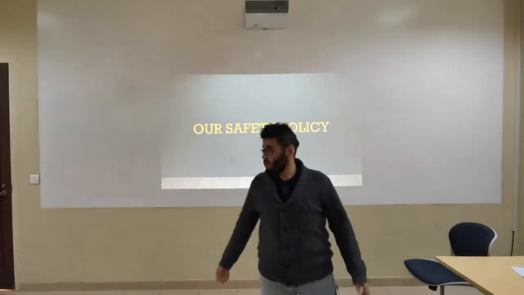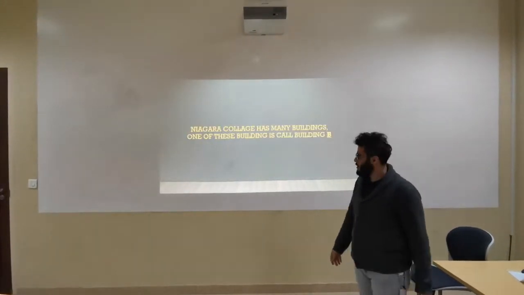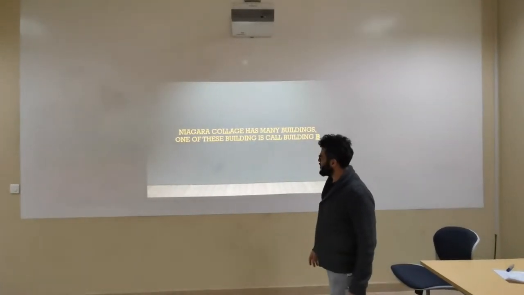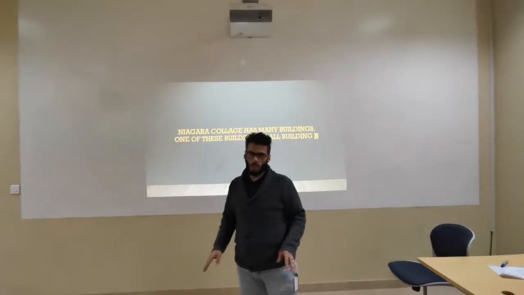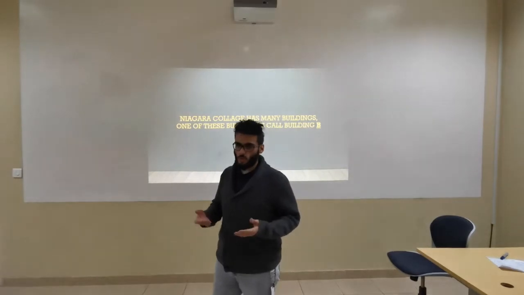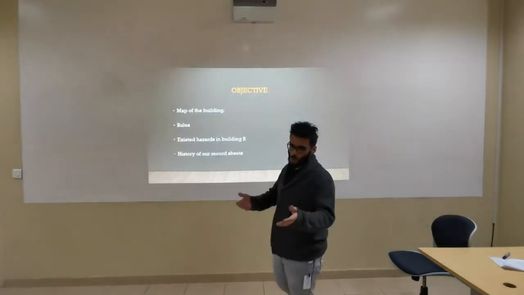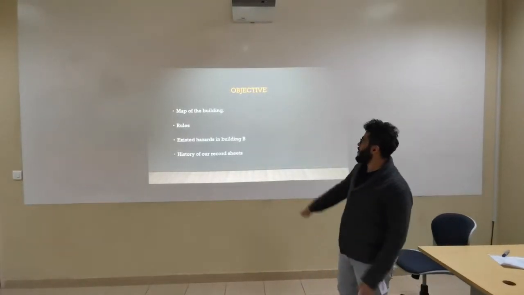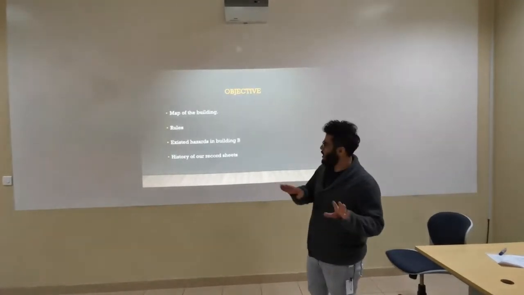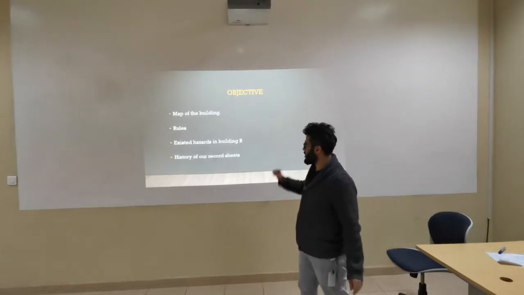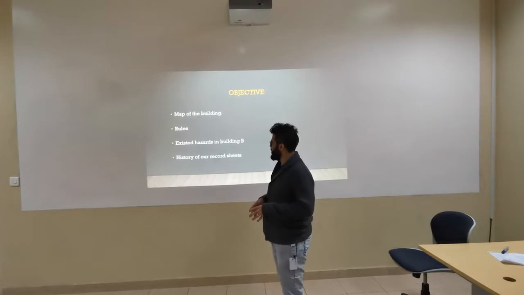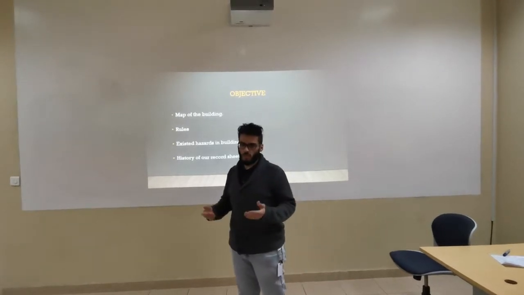Today we're going to talk about our safety policy. Niagara College, as you know, has many buildings. One of these buildings is called Building B. We need to renew it. We need you to renew it. That's the objective, and that's what we talk about today. We will explain maps of the buildings and roles, existing hazards in Building B, and the history of our record sheets.